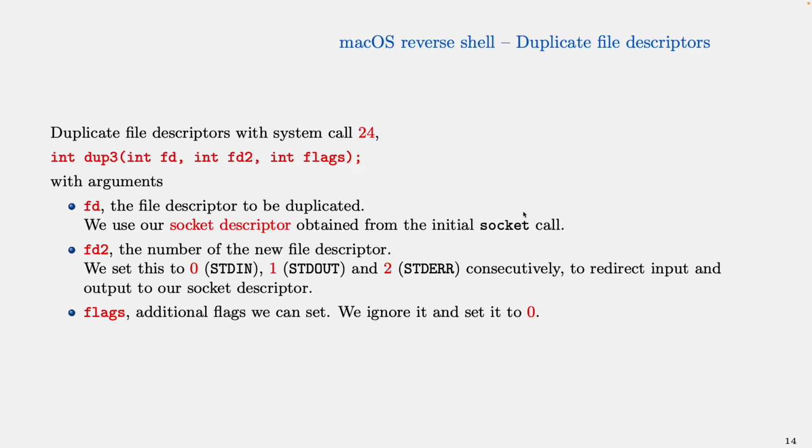We also saw that the dup3 system call is almost identical to the dup2 system call we used on macOS, only that we need to provide a third argument, flags. But this one we can just ignore and set it to 0. We just have to provide it. And the first 2 arguments, fd and fd2, have the same meaning as for the dup2 system call in macOS, namely the file or socket descriptor being duplicated and the descriptor which it is duplicated into.